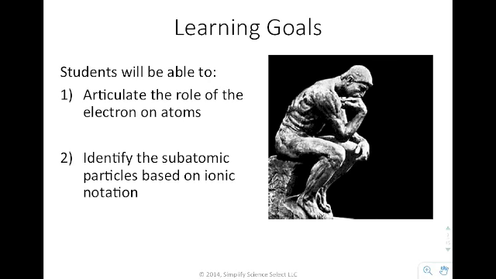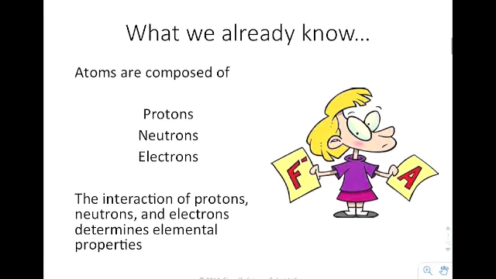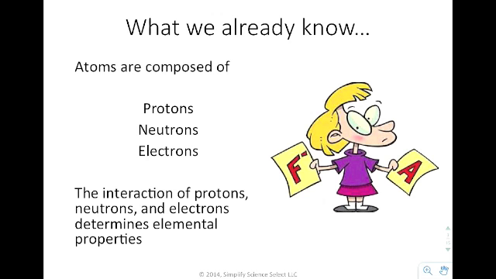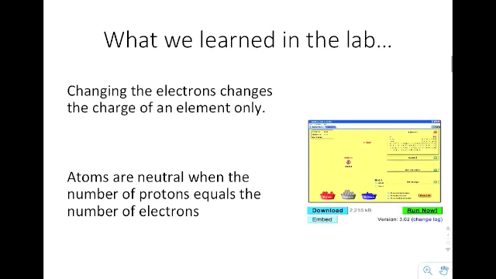The learning goals for this presentation are that you be able to articulate the role of the electron on atoms, and that you identify the subatomic particles involved in ionic notation. What we already know is that atoms are composed of protons, neutrons, and electrons, and the interaction of protons, neutrons, and electrons determines elemental properties. Also, we know that protons and neutrons exist in the nucleus. So now the electrons have to be somewhere else.